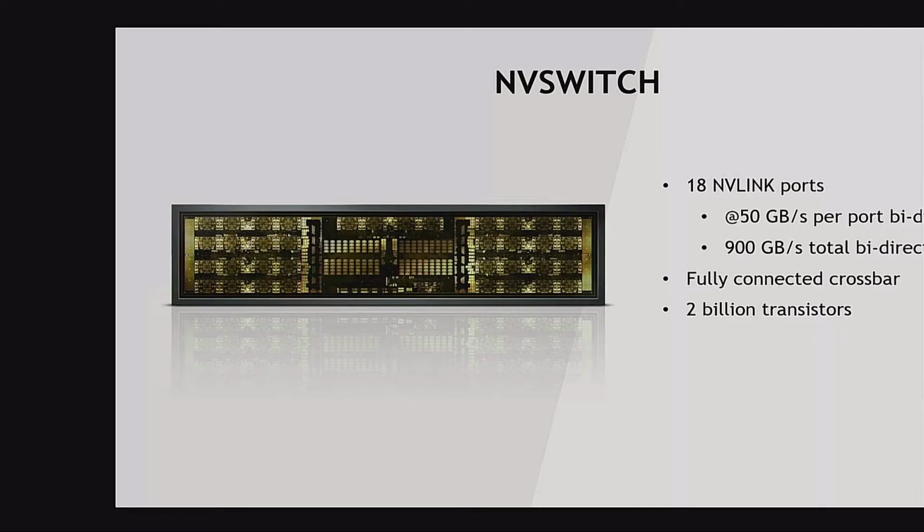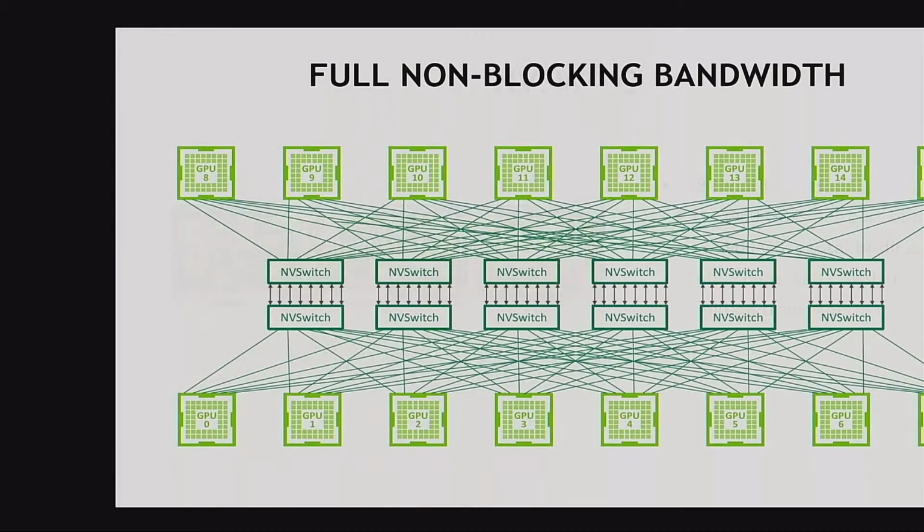It has 18 NV link ports with 50 gigabytes bidirectional bandwidth, so you have an aggregate bandwidth of 900 gigabytes. Because of the high bandwidth and 18 ports on it, you can connect each and every GPU on the DGX2 on the top board with each and every single GPU on the bottom board. That gives you a full interconnected crossbar network, so you can ping from one GPU to the other GPU at a very high bandwidth and a low latency.